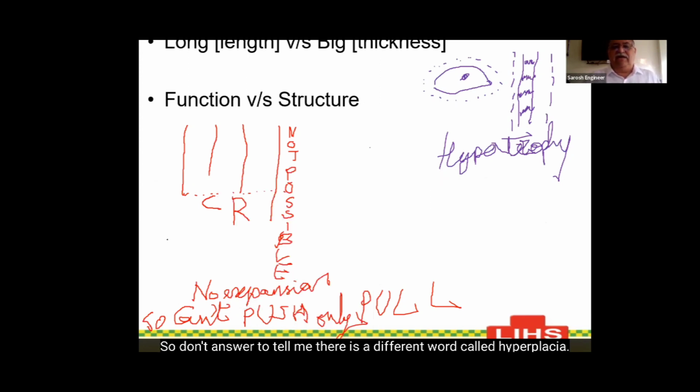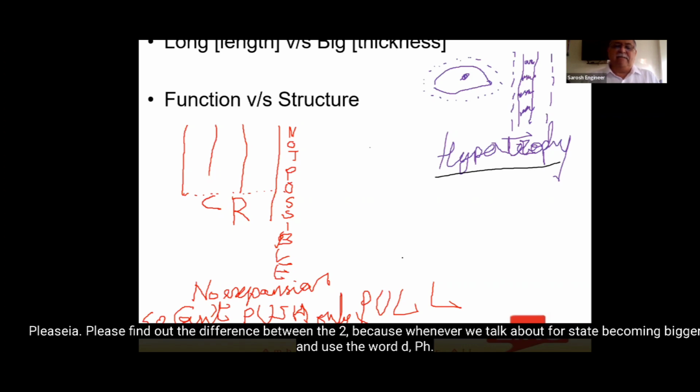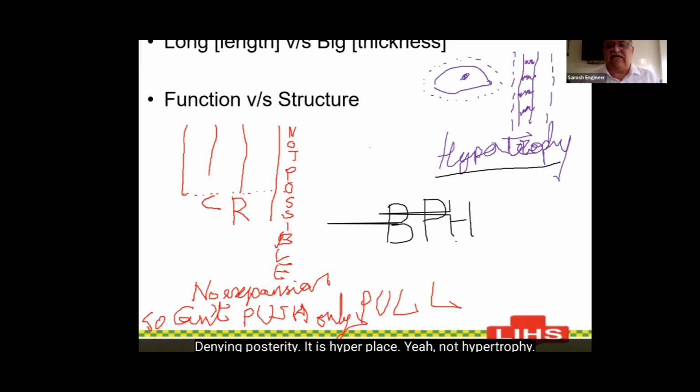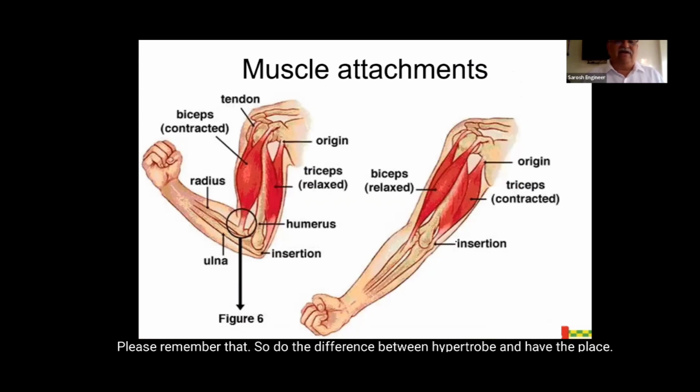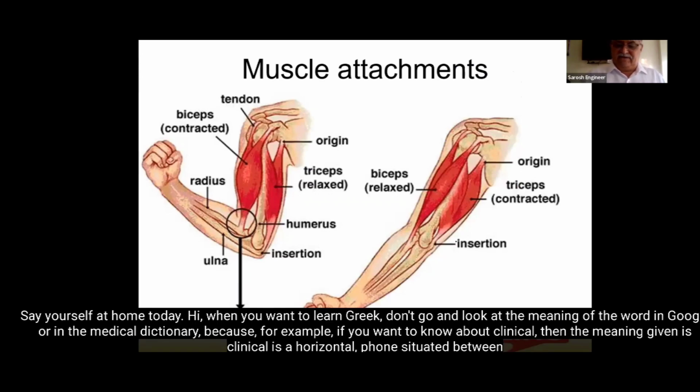There is a different word called hyperplasia. This is hypertrophy, and there's a word called hyperplasia. Please find out the difference between the two, because whenever we talk about the prostate becoming bigger and we use the word BPH, benign prostatic, it is hyperplasia, not hypertrophy. Please remember that. So do the difference between hypertrophy and hyperplasia yourself at home today.